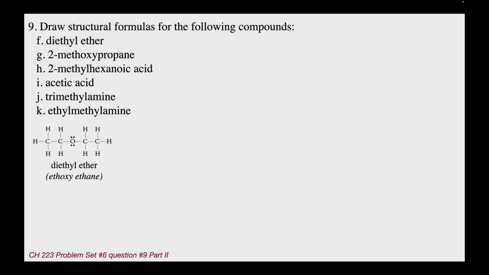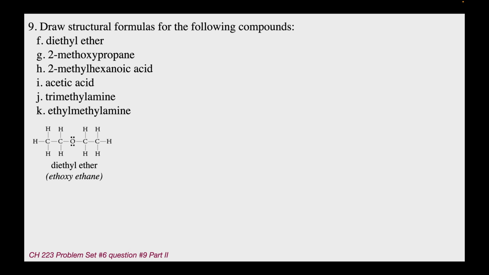Now the newer, fancier name for this compound is ethoxyethane. You take arguably the smaller alkyl group, call it an oxy, and the longer alkyl group is an alkane. We'll see this a little bit here in the next one. But diethyl ether is almost always called diethyl ether. It's a very common name for that structure.